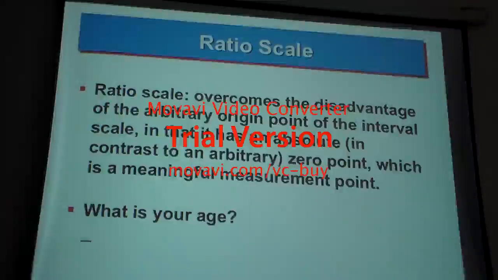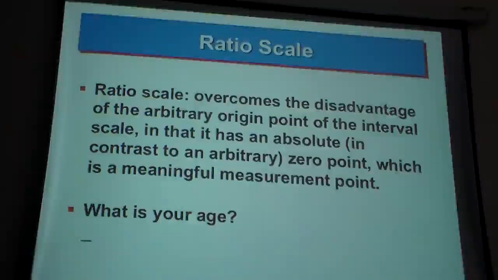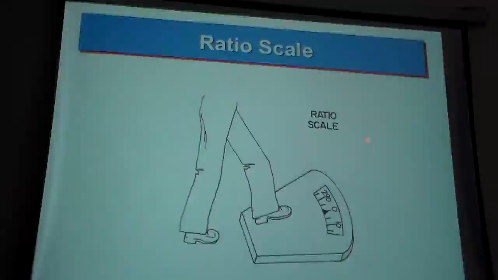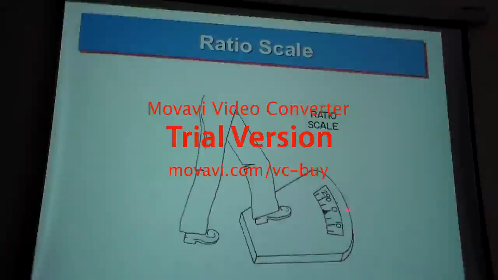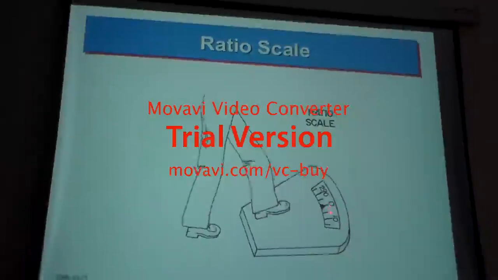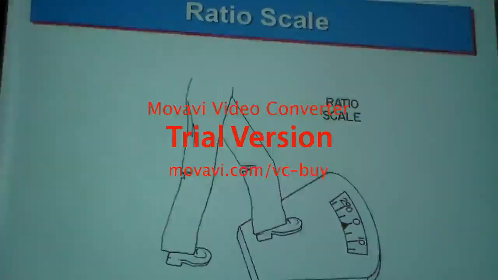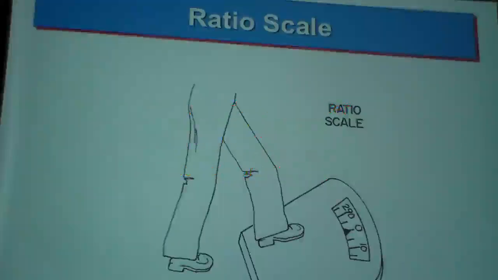For example, what's your age? The origin point for the age is 0, because this is the minimum value, 0, for the person who was just born. And also for the weight, the value is 0. This is the origin value. Then you can compare. But for the temperature of the body, there is no origin. You don't have an origin point.